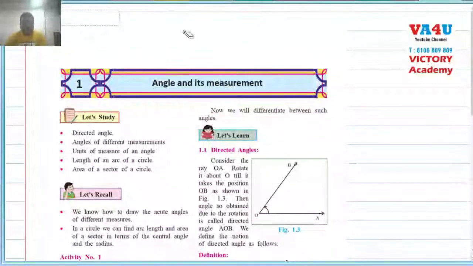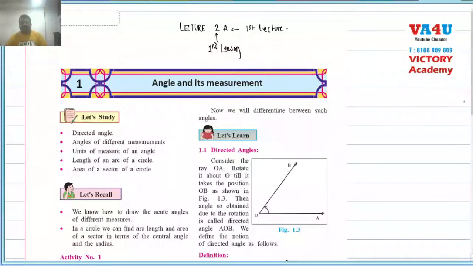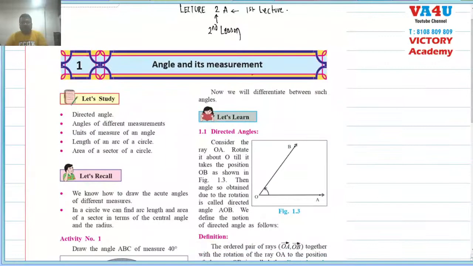So we are looking at lecture 2A. 2 stands for the second lesson that we are covering, and A is the first lecture of the second lesson. So the lesson is angle and its measurement. Okay, so let's look at this lesson.